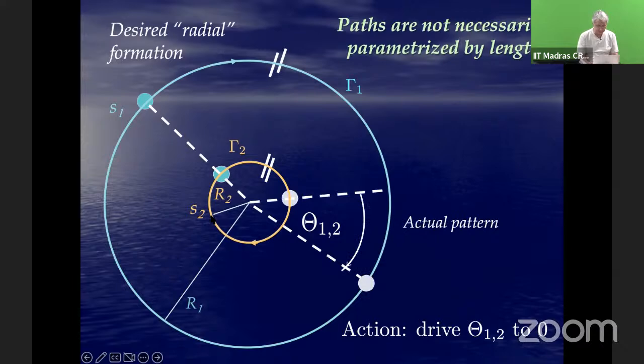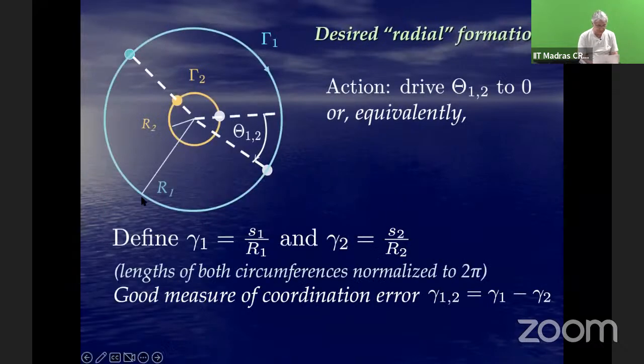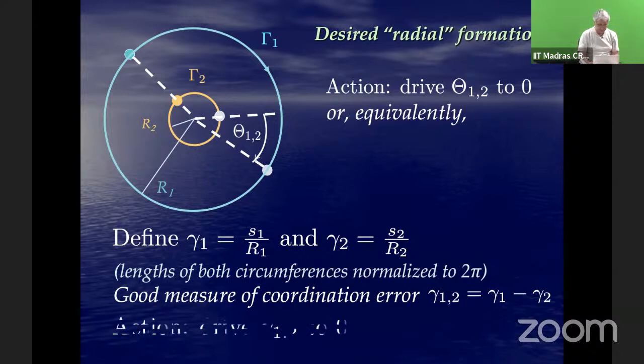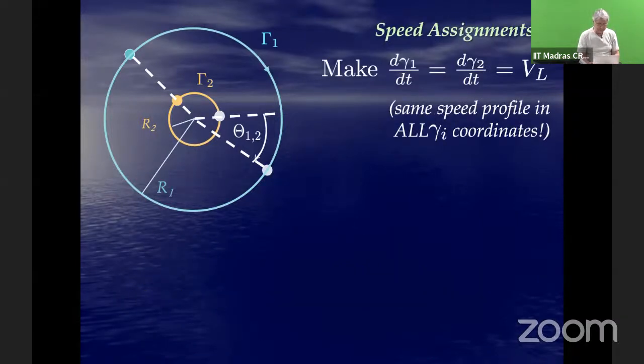So what you do is the following. Define gamma 1, which is S1 divided by R1, and gamma 2, S2 divided by R2. So now the lengths of both circumferences are normalized by 2 pi. So if you go here by a certain amount, and this one is aligned, it will go exactly by the same amount in the gamma 2 coordinates. So again, a good measure of coordination is the error, very small. And now make all the speeds in the gamma coordinates identical.